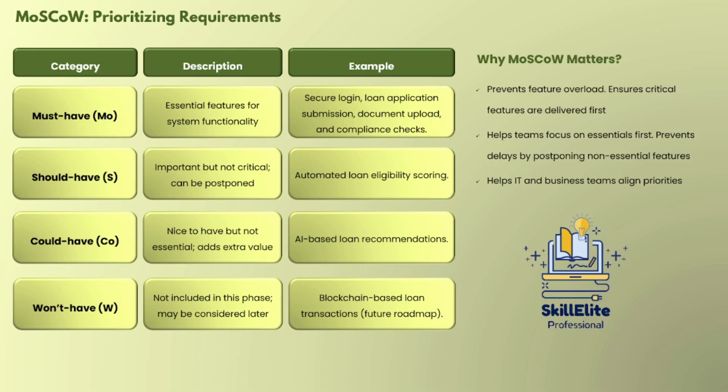Next, it helps teams focus on essentials first, which prevents delay by postponing non-essential features. By distinguishing must-haves from the less important ones, MoSCoW allows the team to manage scope effectively. It avoids delays by shifting non-essential features to later stages or future releases, keeping the timeline on track. So this is another important help of the MoSCoW method.